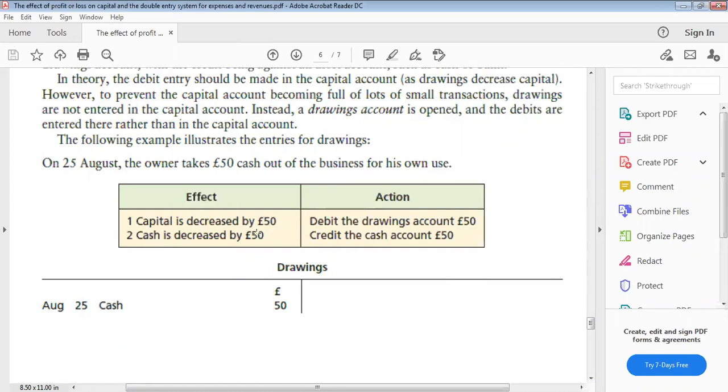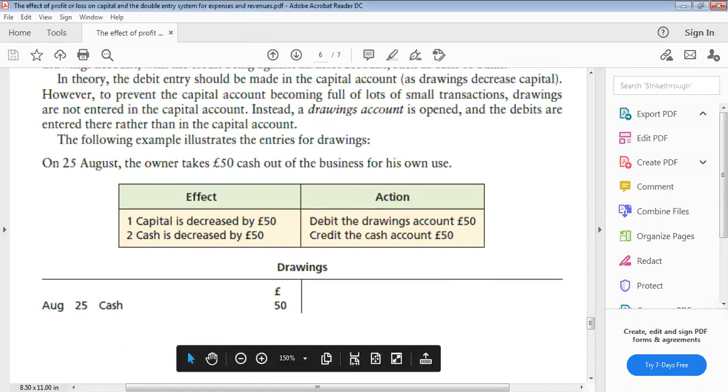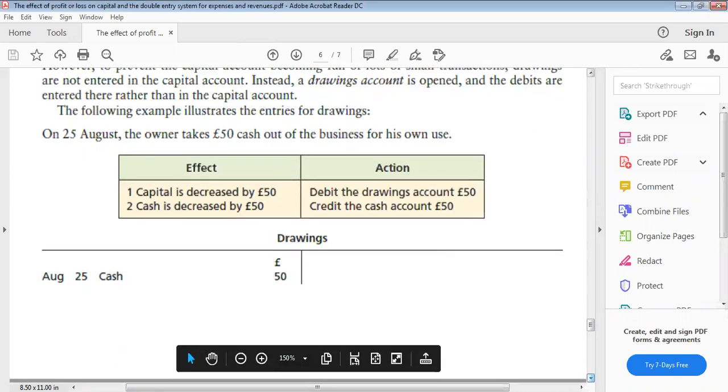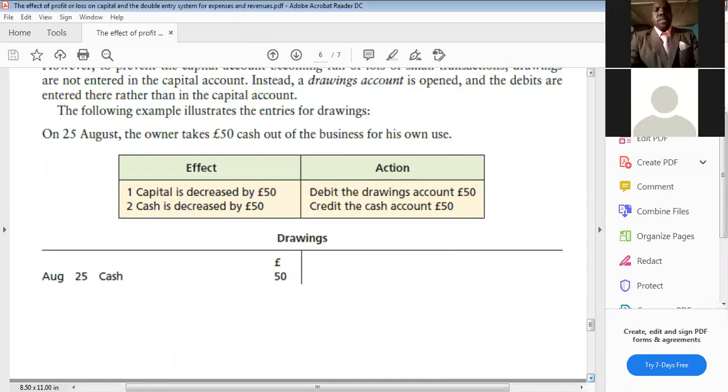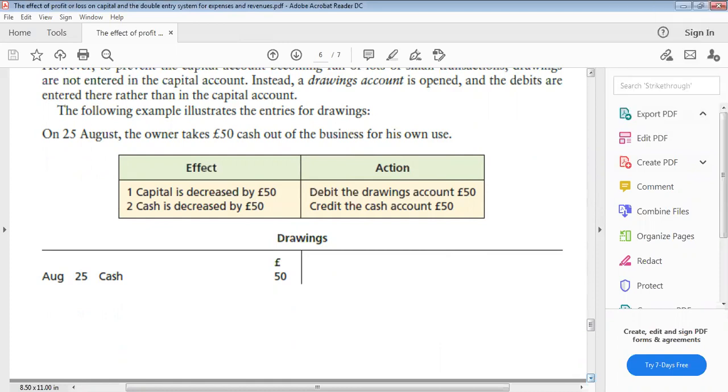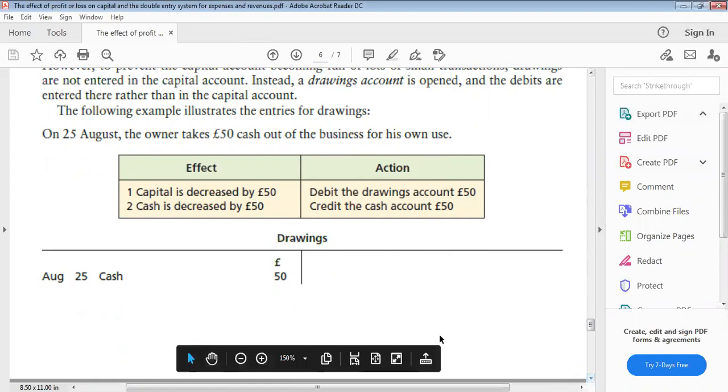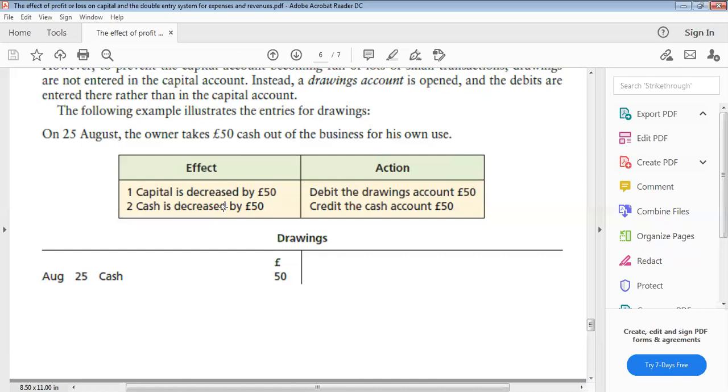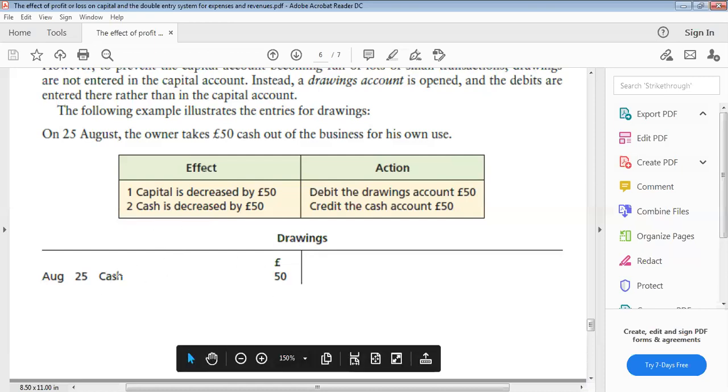Cash is decreased by $50. So you also credit the cash account with $50. So when you see a transaction like this, you know it's either the cash account or the bank account decreasing. Even though capital is decreased by $50, you won't trouble the capital account with this entry. You will create a drawings account. So in this case, debit drawings 50, and credit cash.